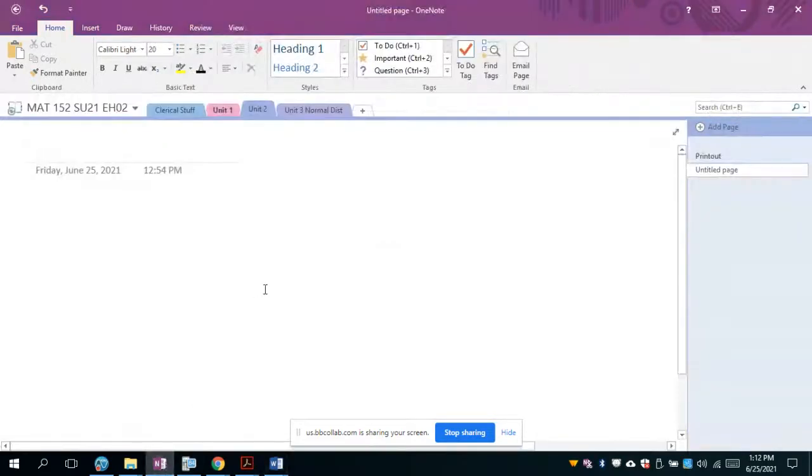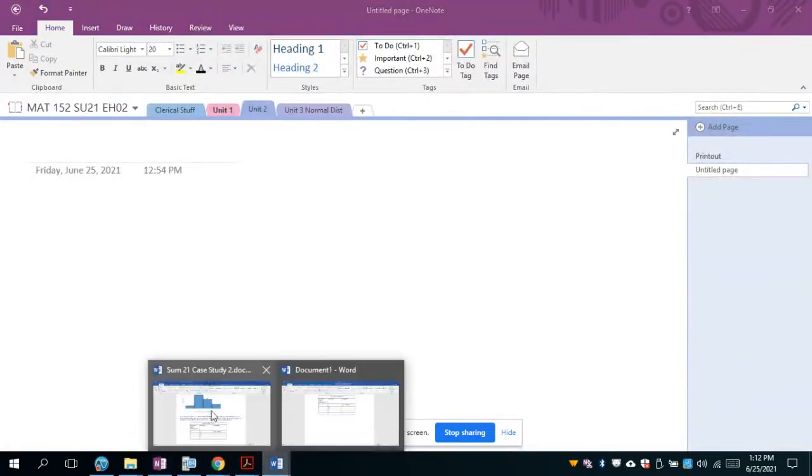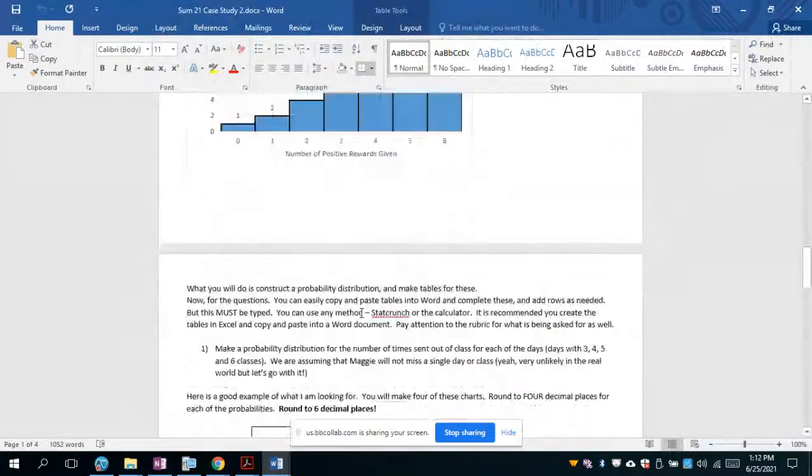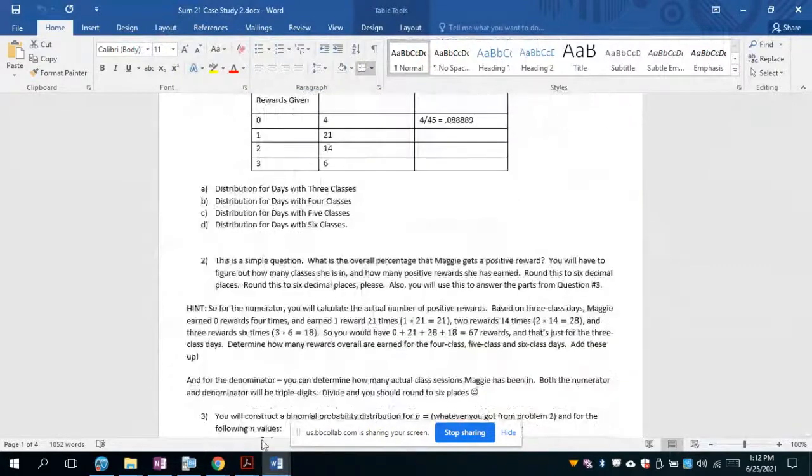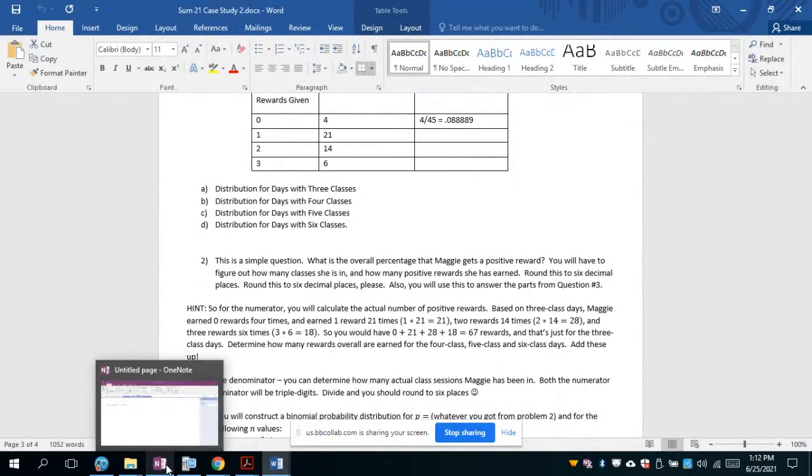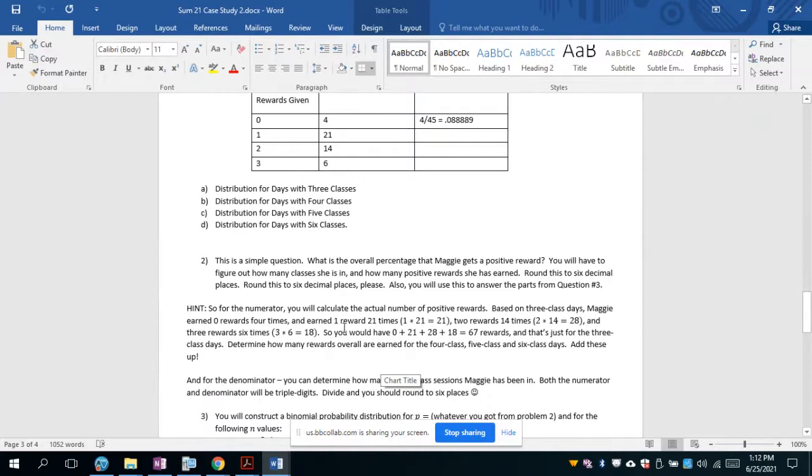So now you're probably curious about question number 2. This is actually a simple question: overall percentage, Maggie gets a positive reward. I threw in a hint here. On 3 class days, Maggie earned 0 rewards 4 times, 1 reward 21 times, 2 rewards 14 times, 3 rewards 6 times.